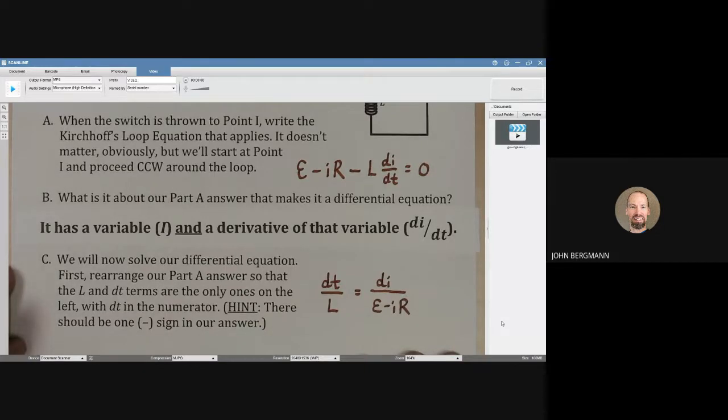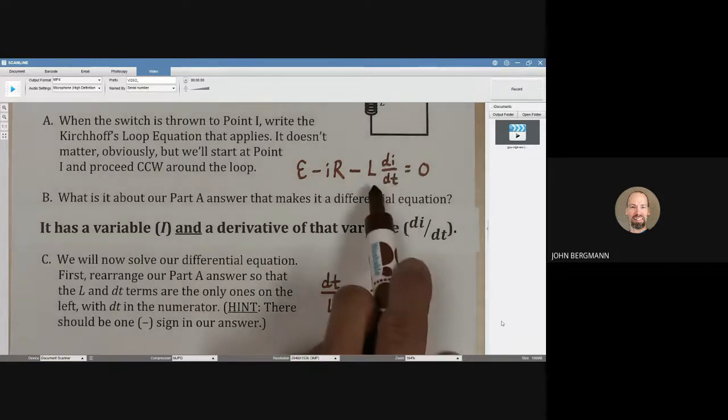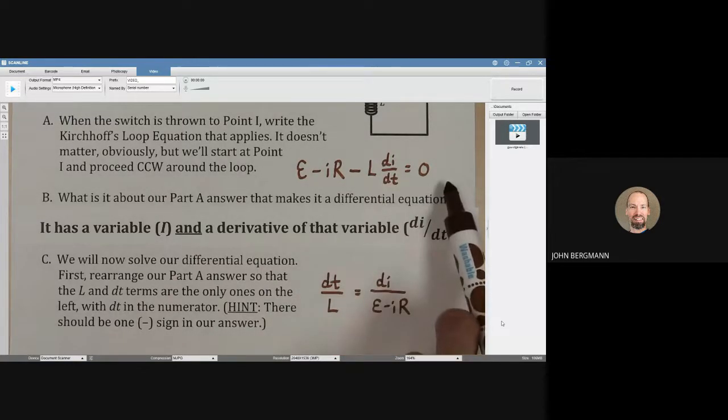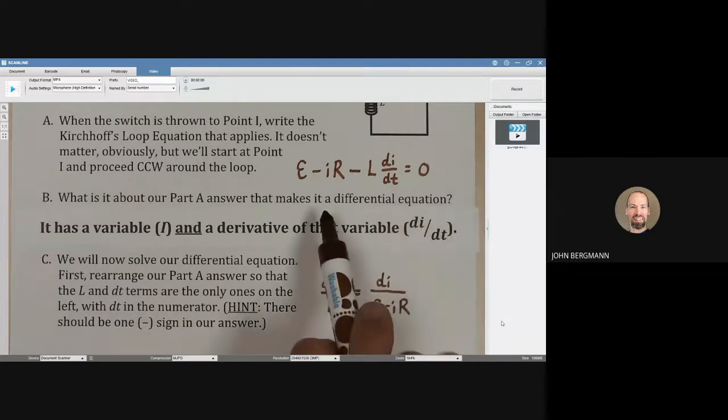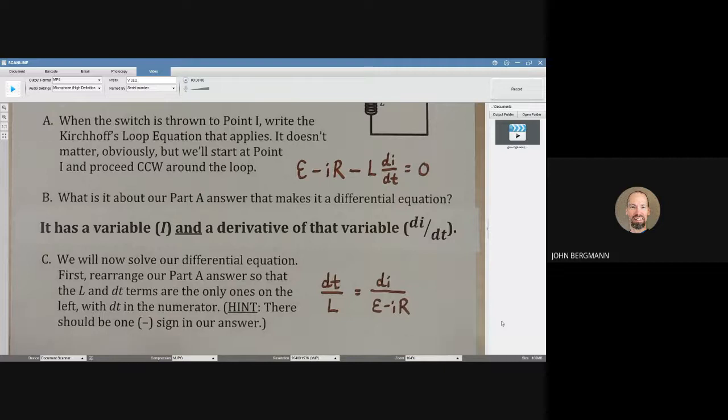So hopefully that was okay. If we put the L di/dt term on the right side of the equation, it becomes positive, and then we divide both sides by di, and then we take the reciprocal of both sides. Stop the video if you need to, but that's what you get right there.